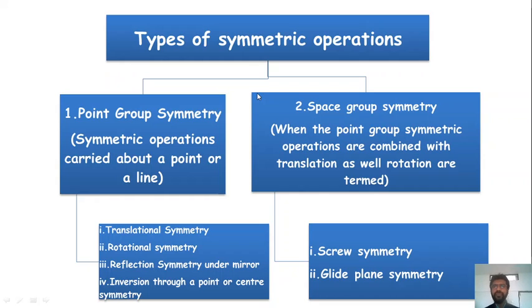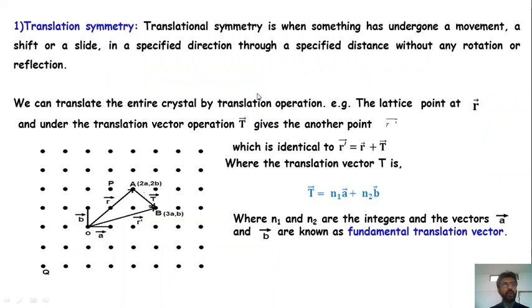Similarly, in the case of space group symmetry, it is a combined symmetric operation, and we can observe such a combined symmetric operation in screw symmetry, and the second one is in glide symmetry. Now dear students, we are going to see in detail the point group symmetries and their different types of operations. The first one is translation symmetry.